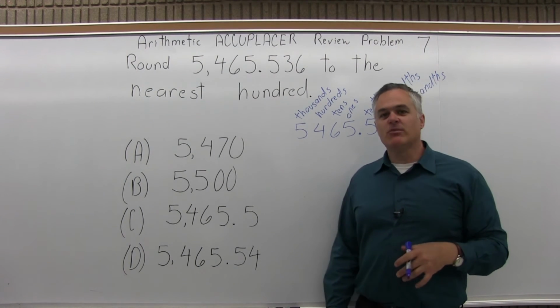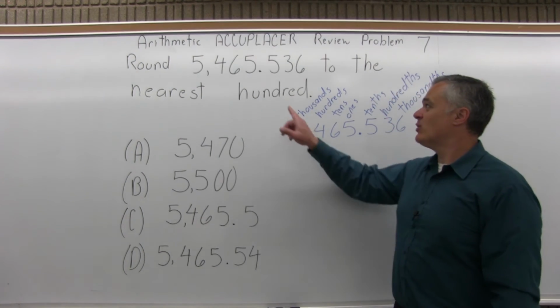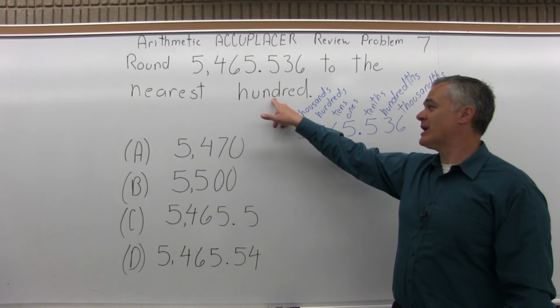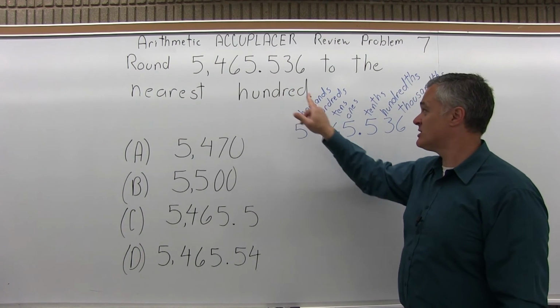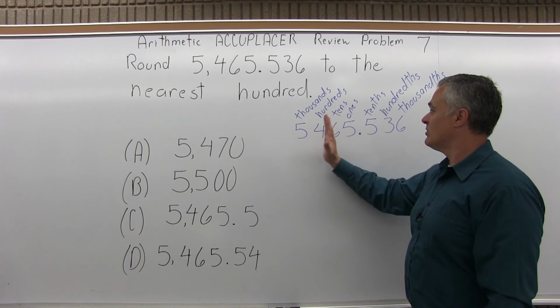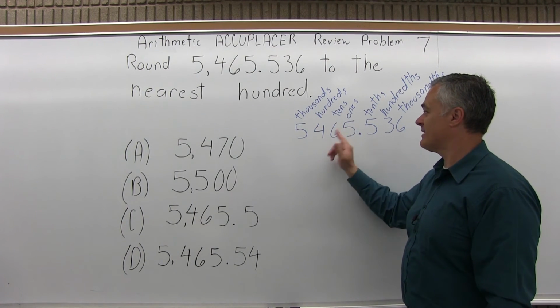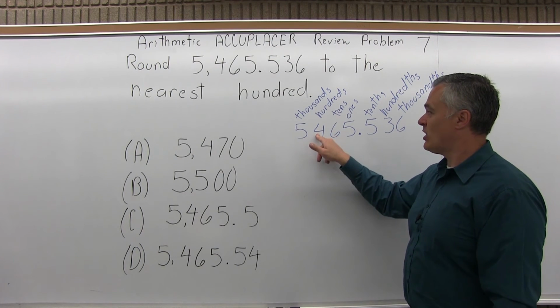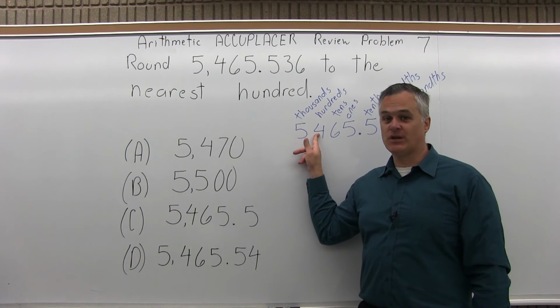Now, once you have it labeled, go back to what the question is asking. They want you to round to the nearest hundred. No TH at the end. Nearest hundred is the 4 that's 3 digits to the left of the decimal. So they want you to round to that position.